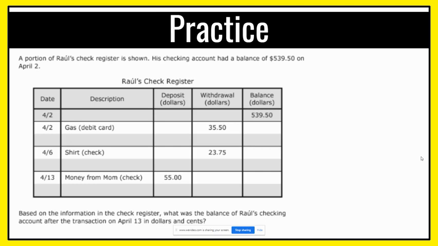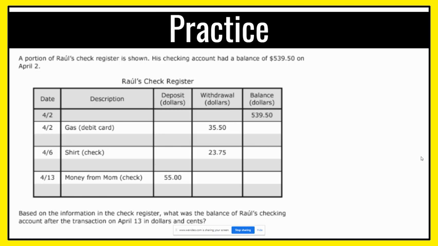Then I can see on the next row on April 2nd, I have a gas debit card transaction, and that's a withdrawal because the money's coming out. Anytime something's coming out, I put it in the withdrawal column. And that was for $35.50. And then on April 6th, I bought a shirt. When you buy something, that's money coming out of your account, that was $23.75. So it went in the withdrawal column. And on April 13th, I got a check from my mom. And so that was deposited into my account. So that's a positive. So it goes in the deposit.